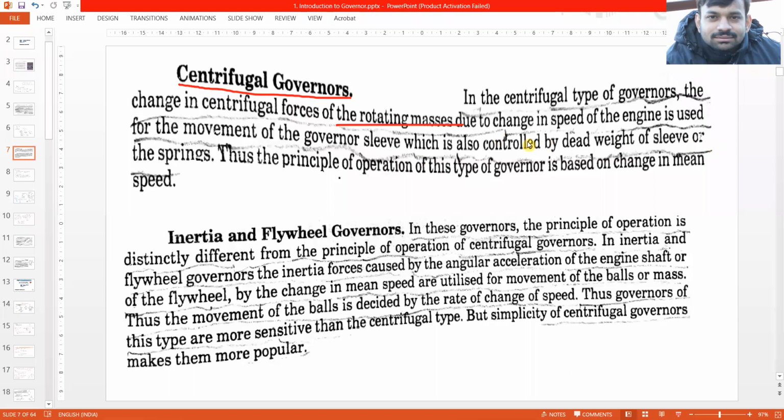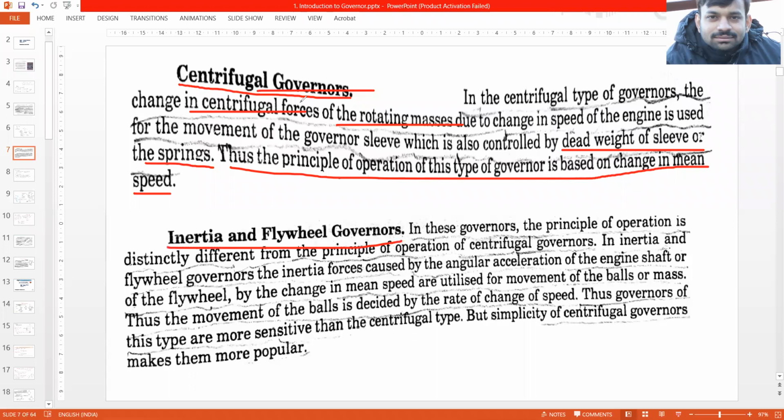This is controlled by the dead weight of the sleeve. The dead weight of the sleeve is used, or a spring might also be employed. Thus, the principle of operation of this type of governor is based on change in mean speed. So when the mean speed changes, it comes into operation. That is the centrifugal governor. Mainly the centrifugal force, and the dead weight of the sleeve or the spring, may be employed in these centrifugal type governors.